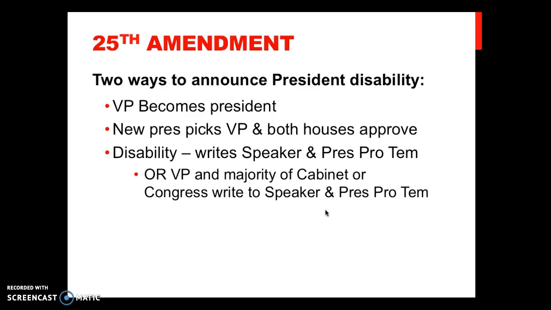If the president knows he or she is becoming disabled, they can, in writing, contact the Speaker of the House and the President pro tem and let them know. Or if they're not all with it, or they don't want to admit that they're disabled, the vice president, a majority of the cabinet, or a majority of Congress can write to the Speaker of the House and the President pro tem and basically declare the president disabled. Kind of a long shot thing, but again, they wanted to make sure that there were clear lines drawn if the president was no longer fit to do the job.